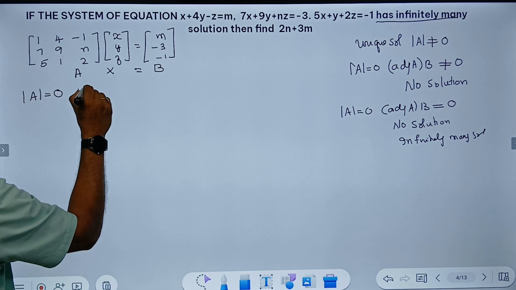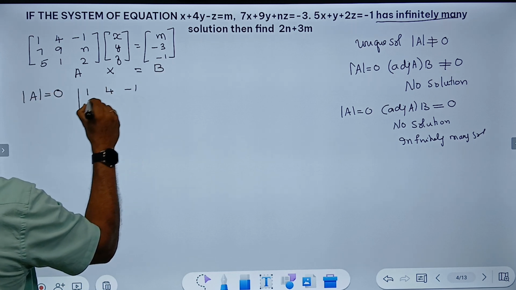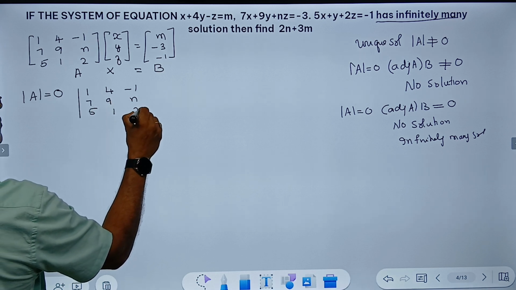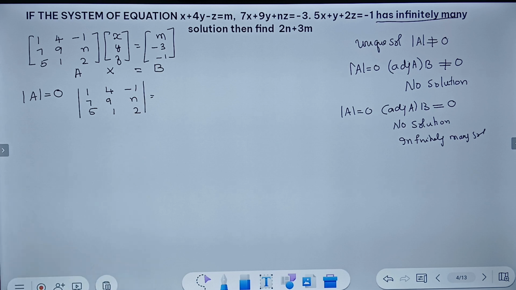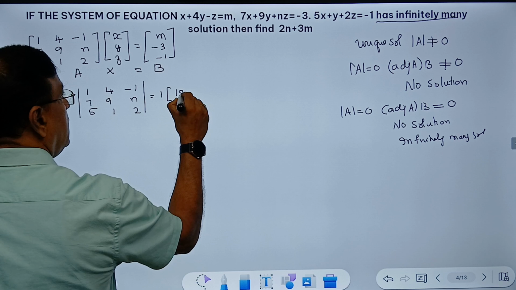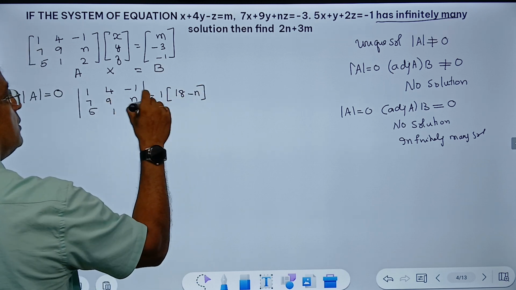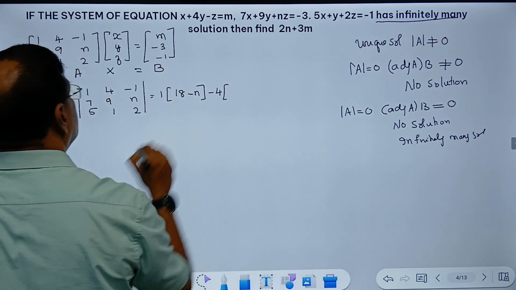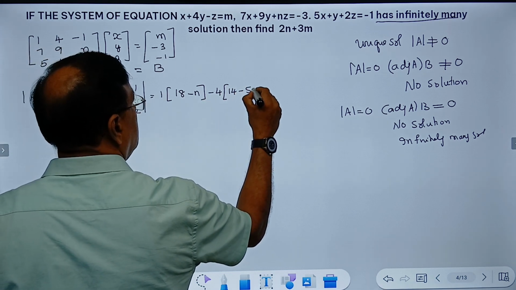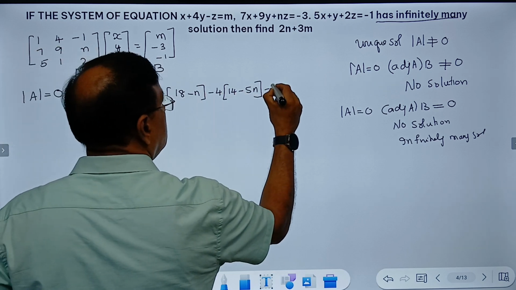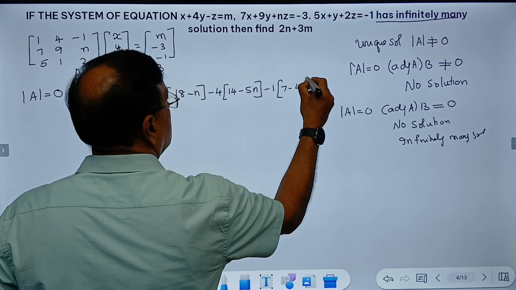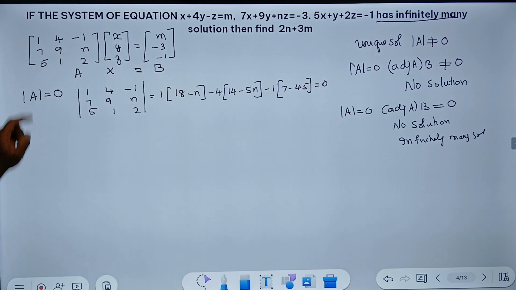what is determinant A? 1, 4, minus 1, 7, 9, n, 5, 1, 2. My determinant of A will be 1 into 18 minus n, minus 4 into 14 minus 5n, minus 1 into 7 minus 45 equal to 0. That's determinant A must be 0.